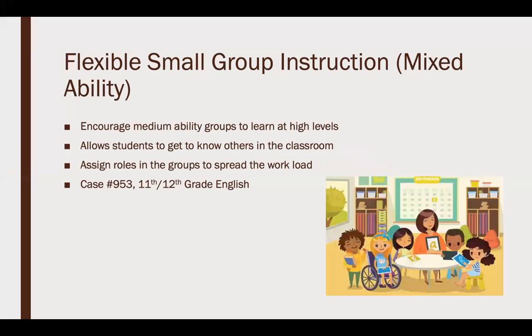Flexible small group instruction mixed ability encourages medium ability groups to learn at higher levels. It allows students to get to know others in the classroom. Students may not enjoy mixed ability grouping because there is an uneven division of labor. But to combat this, the teacher can assign roles in the groups to spread out the workload. These groups are good for engaging projects that the students can work together to complete. I saw an example of this type of group in the 11th, 12th grade English lesson when the students were working together in small groups to determine the meaning of vocabulary words in Hamlet.